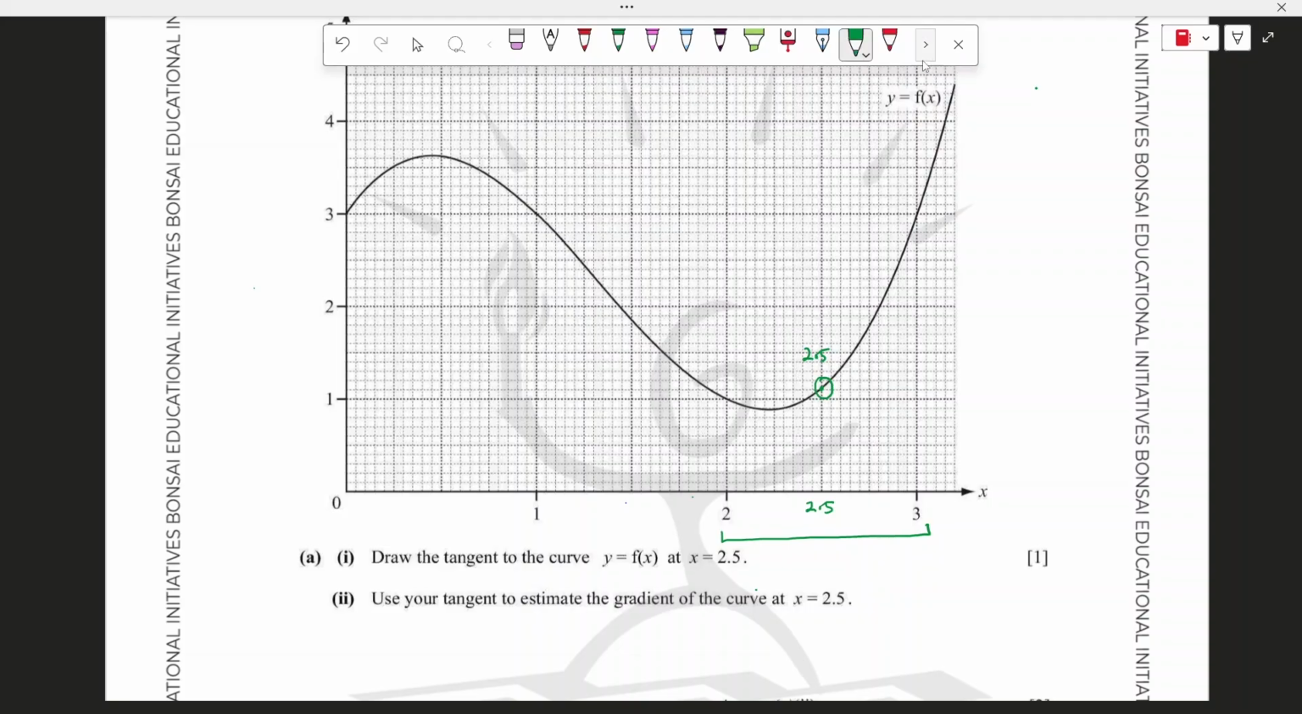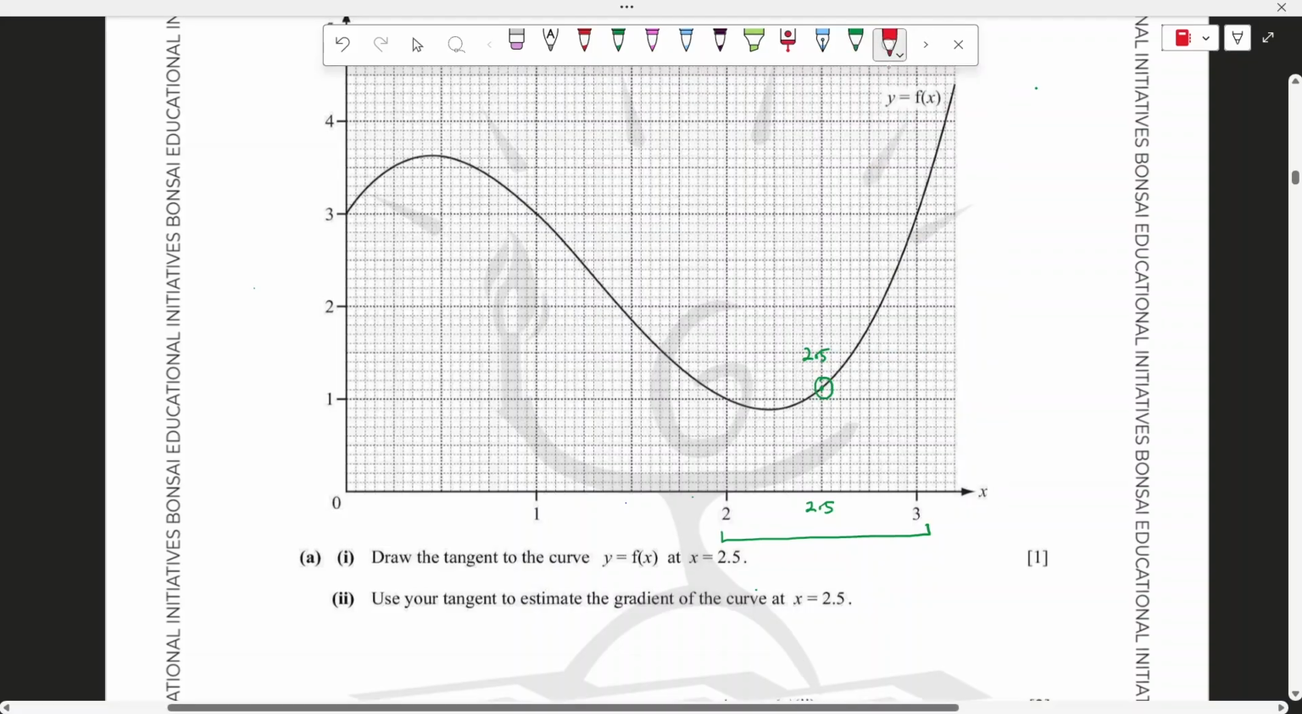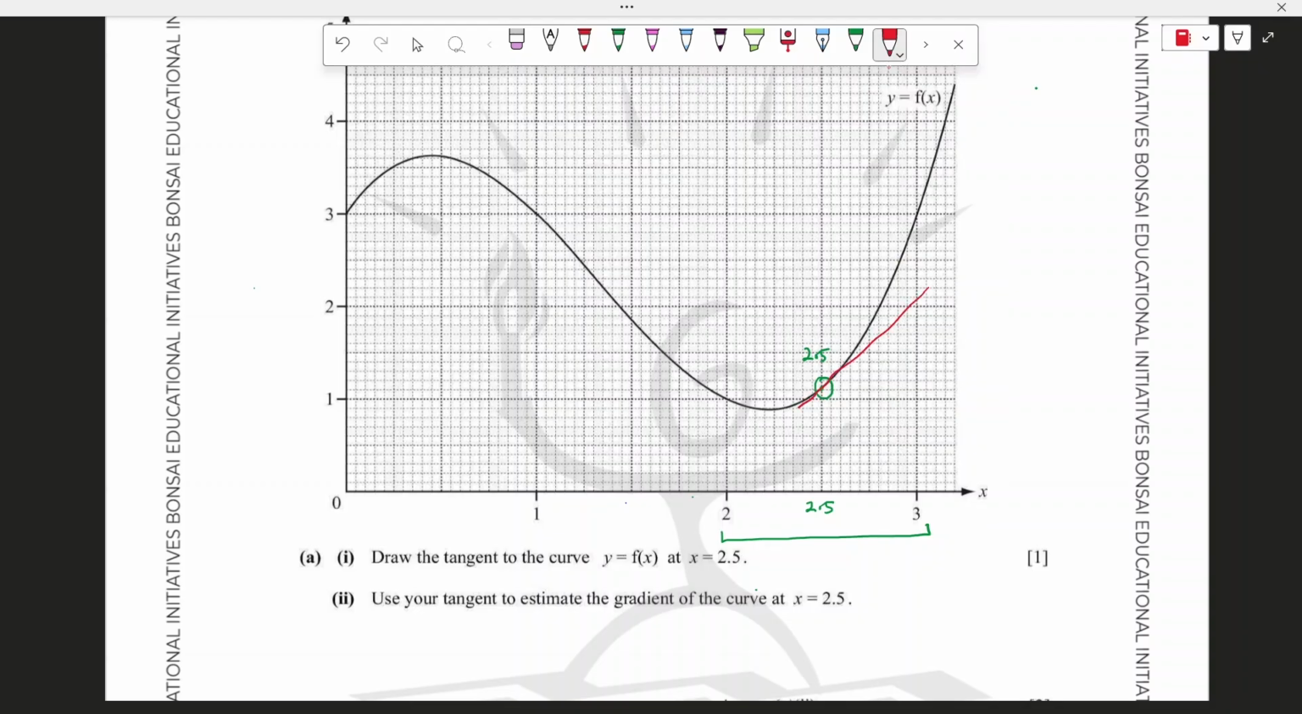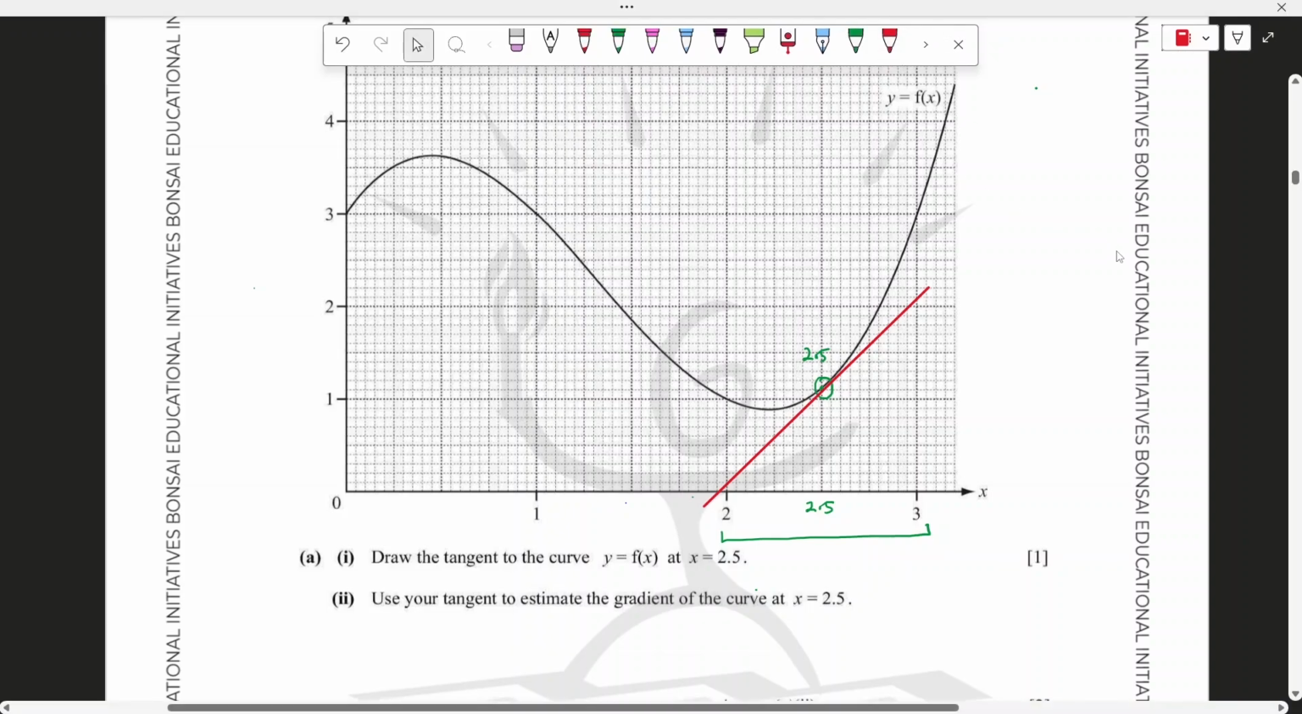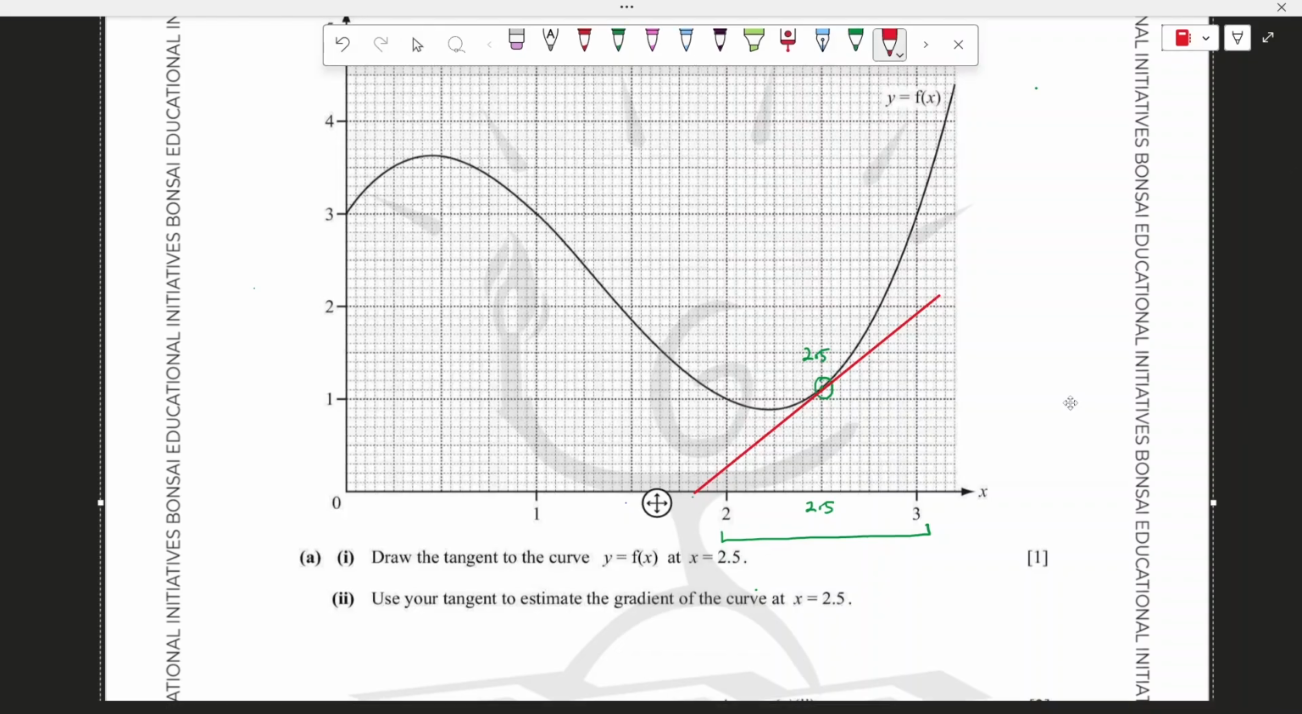Okay, so we have to draw a tangent here, and let me try to draw a tangent with the tool. I'm using the tool, so sometimes it takes a little time. Kindly pardon me. Approximately here. I think that is perfect. So that is the tangent which has been drawn at x equals 2.5. Okay, so the first problem is solved here.